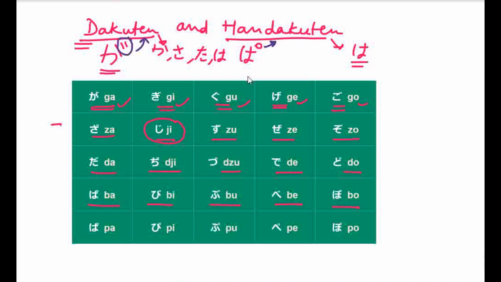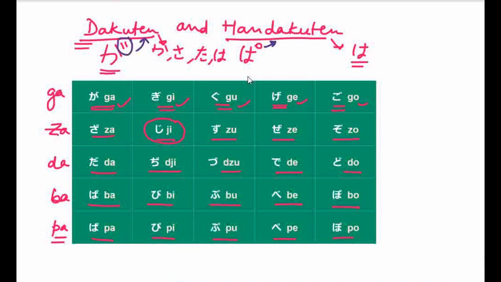So this is my Za series, this is my Da series, this is my Ba series and this is my Ga series. Now coming to Handakuten, as I said earlier, it is applied to the Ha series only. So the sound of Ha becomes Pa, Hi becomes Pi, Fu becomes Pu, He becomes Pe and Ho becomes Po. So this is the effect of Handakuten. This is also called our Pa series.